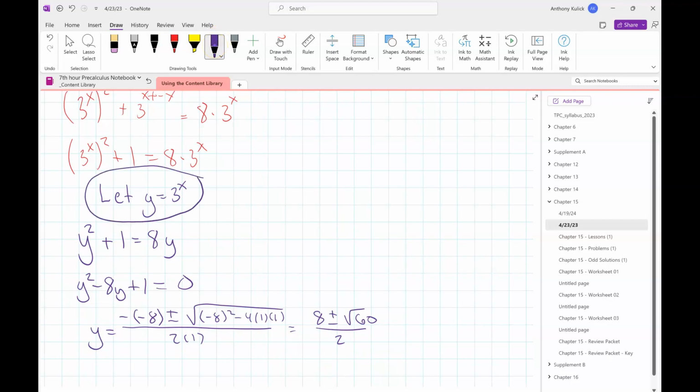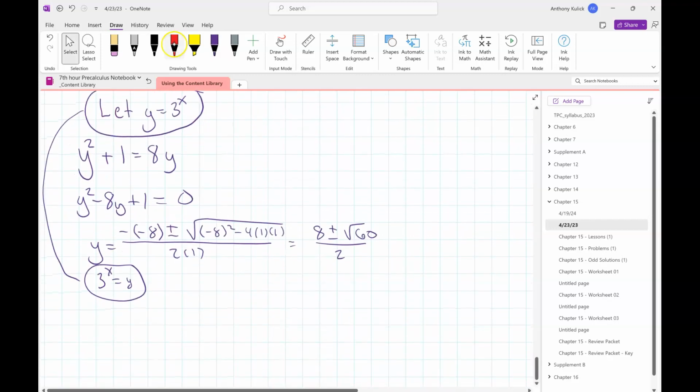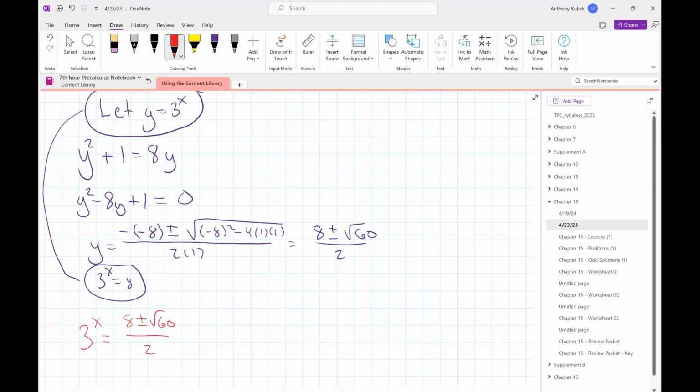But wait. We didn't want to solve for y. We want to solve for x. Right? So we got to put that back. So instead of y equals 8 plus or minus square root 60 over 2, we're going to have 3 to the x equals 8 plus or minus square root 60 over 2.